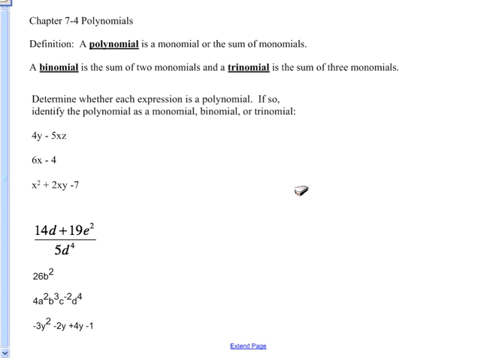6x minus 4 is also a binomial. 6x is a monomial, and 4 is a monomial. x squared plus 2xy minus 7, that's a trinomial. There are three terms there.